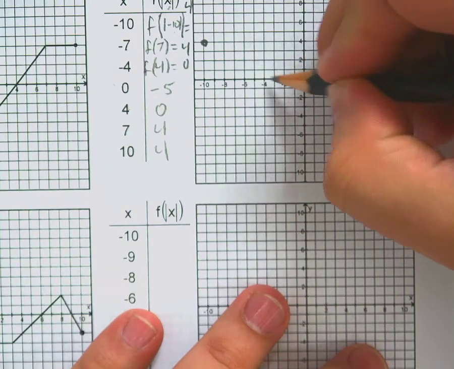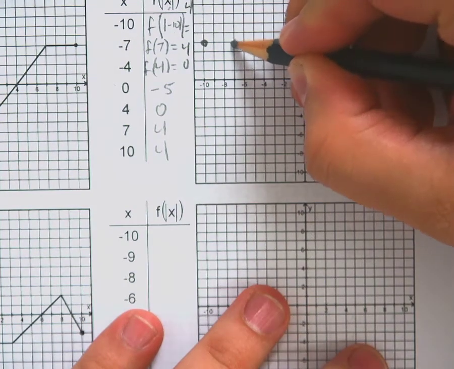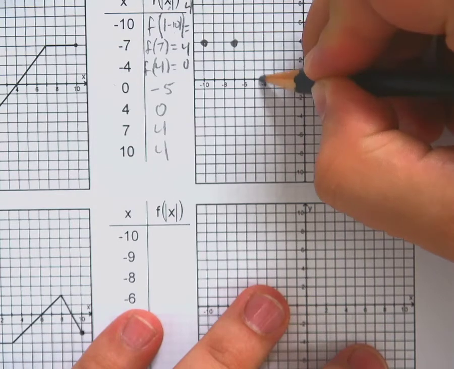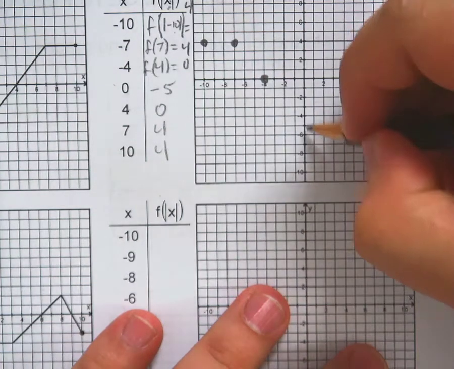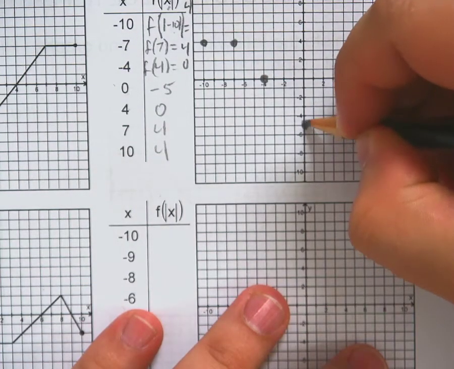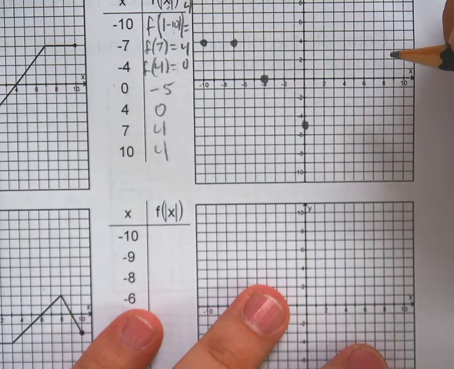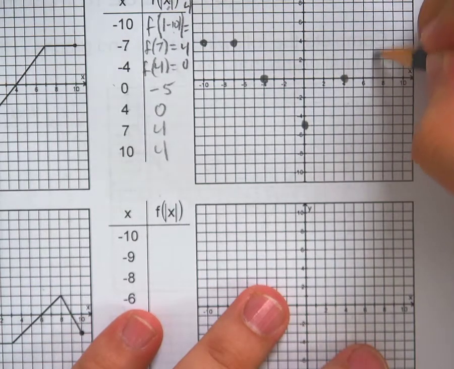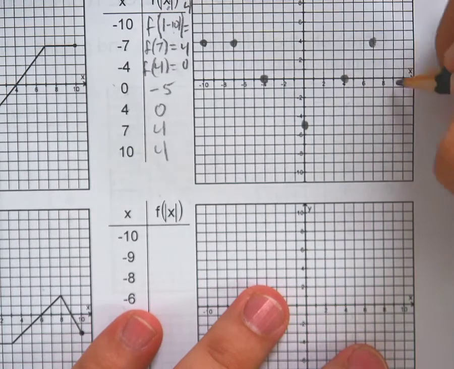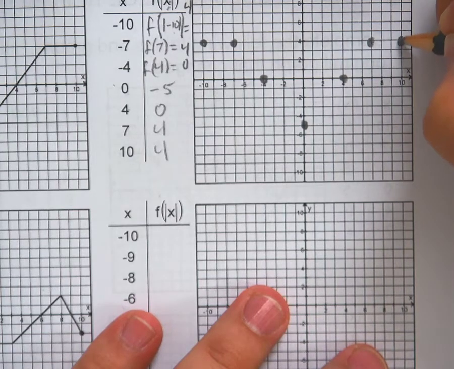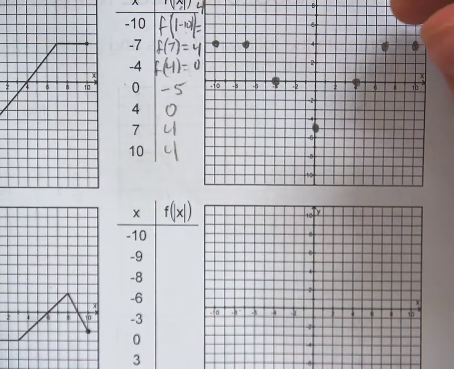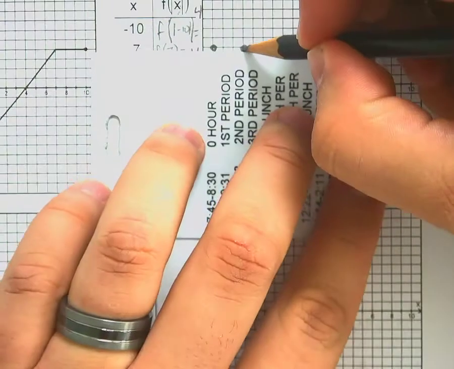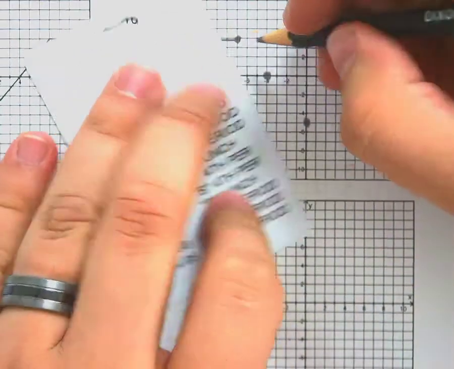Alright, negative 7 comma 4. Negative 4 comma 0. 0 comma negative 5. 4 comma 0. 7 comma 4. And 10 comma 4. And then I'm going to connect these with my lines.